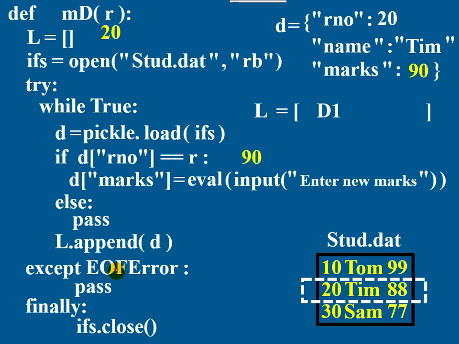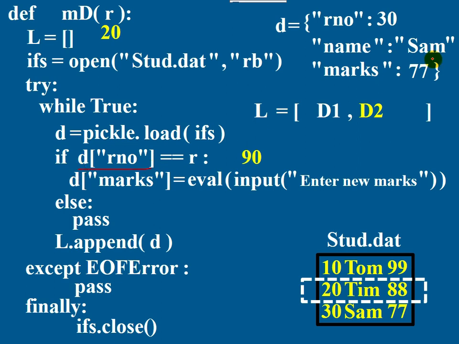Now L dot append means this new dictionary is appended to the list. So now list contains the new dictionary D2. What is the speciality of D2? 88 is replaced with the new total marks. Again, because of infinite while loop, pickle.load will retrieve the third dictionary from the file, and your D points to the third dictionary. So you can see the third dictionary appears here.